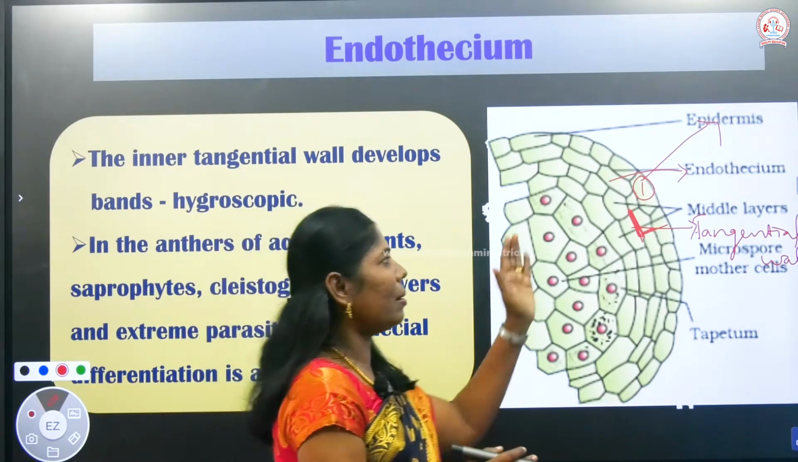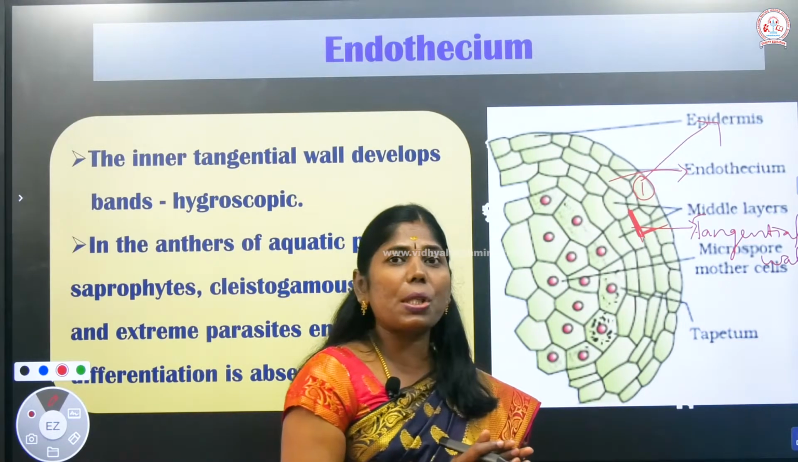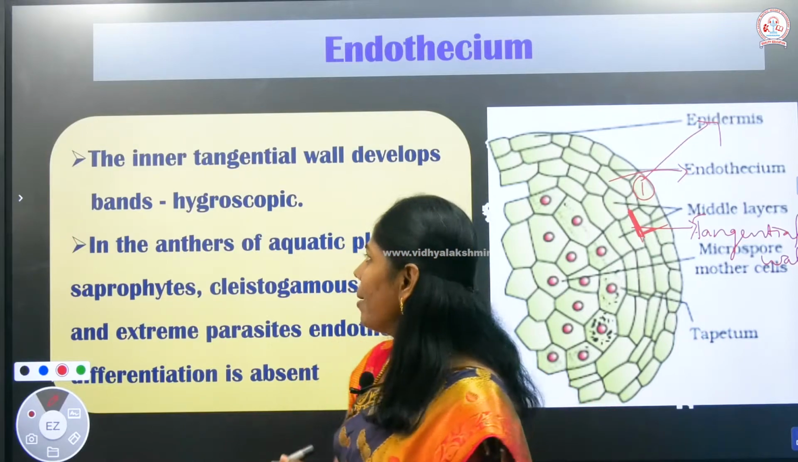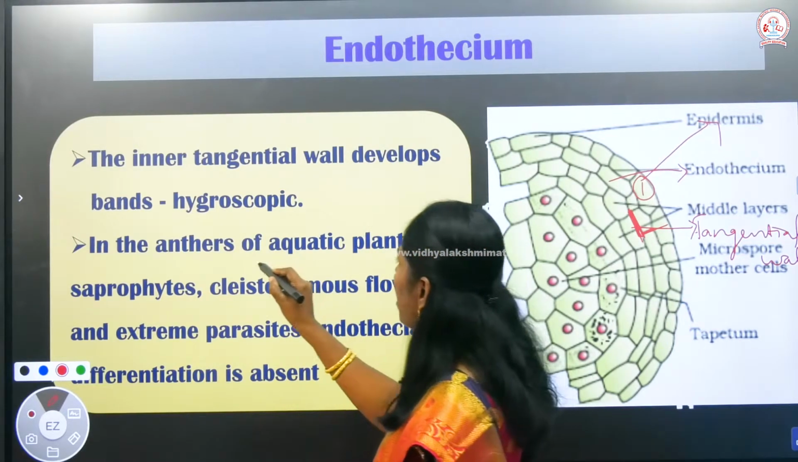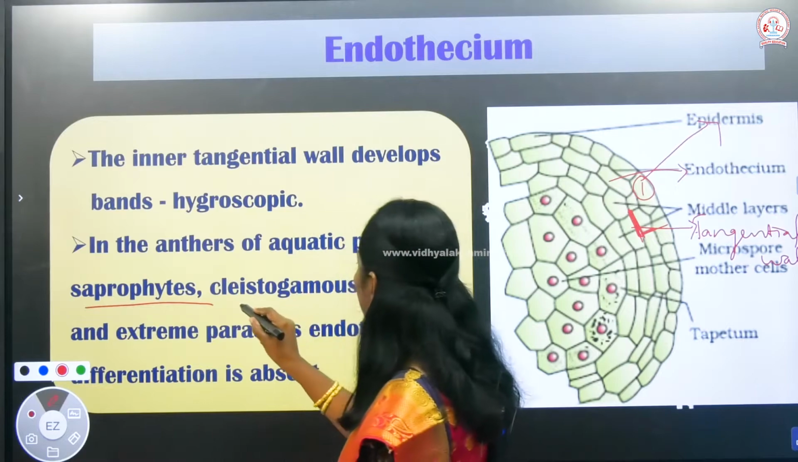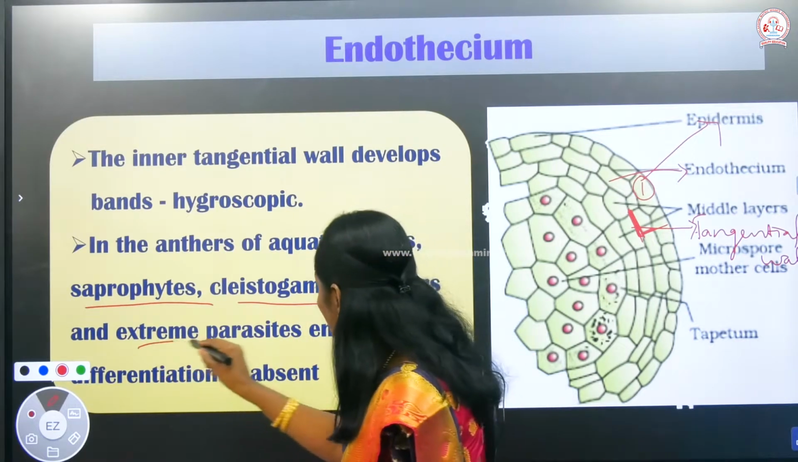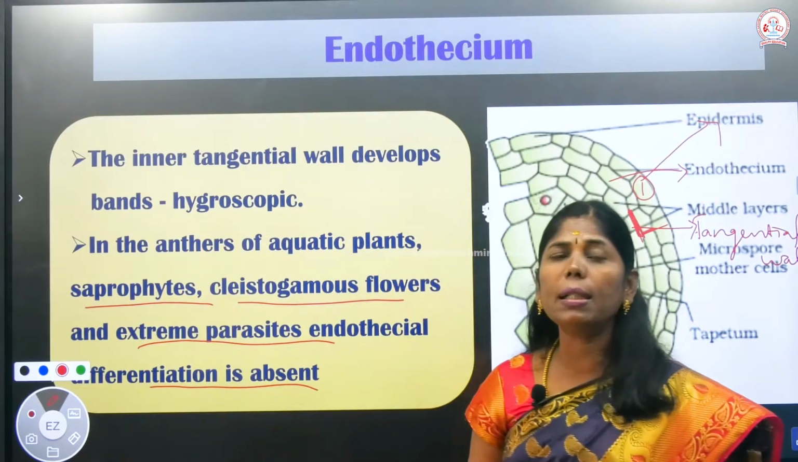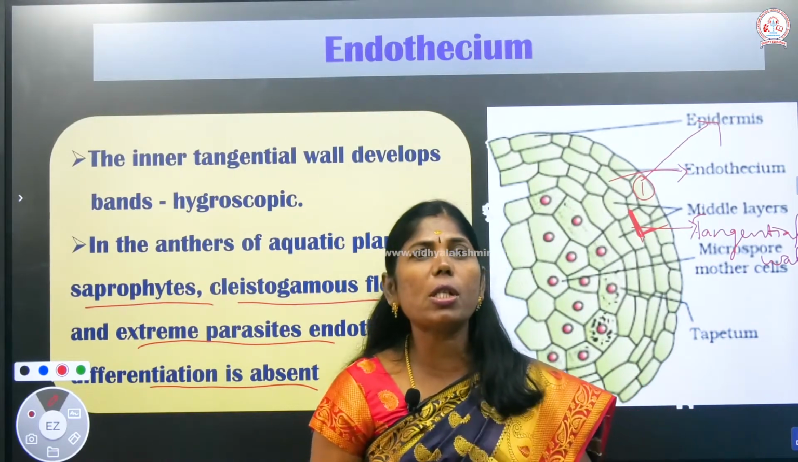Okay, such a thickening is absent in some hydrophytic plants, that's aquatic plants. So the thickening is absent in saprophytes, cleistogamous flowers, and extreme parasites. The endothecial differentiation is absent. Okay, we can see the endothecial differentiation in angiospermic plants.